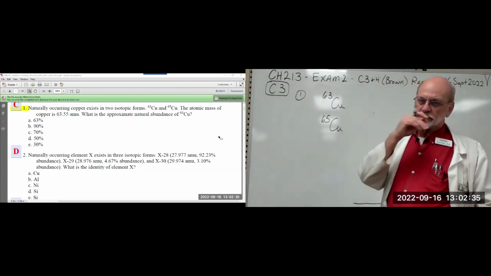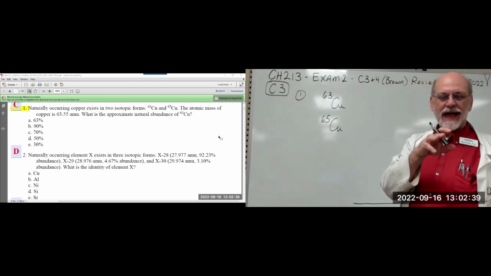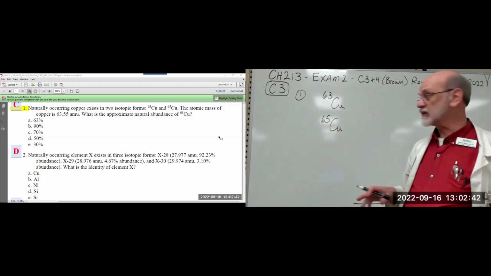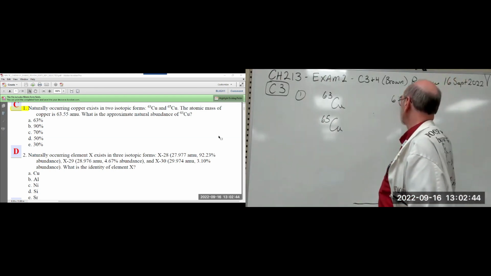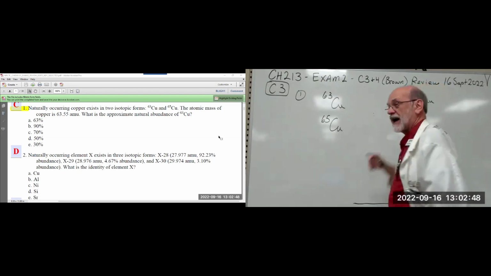We're also told that the average atomic mass of copper is 63.55 atomic mass units.